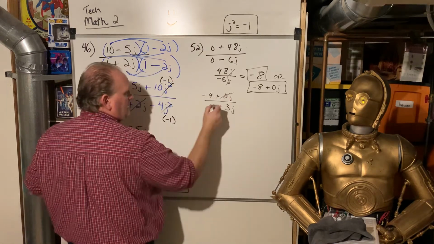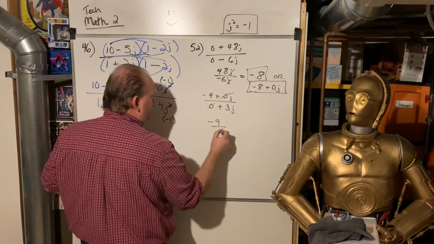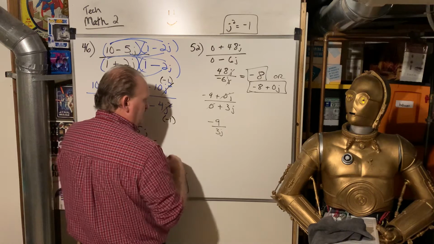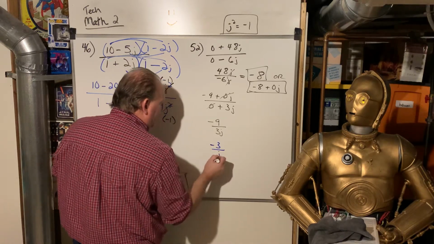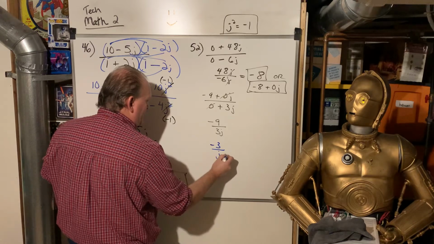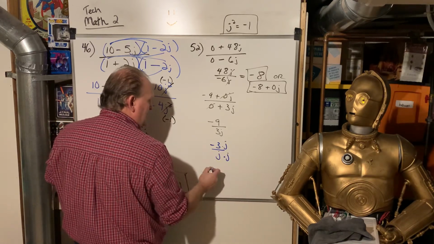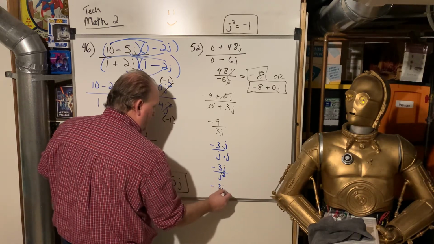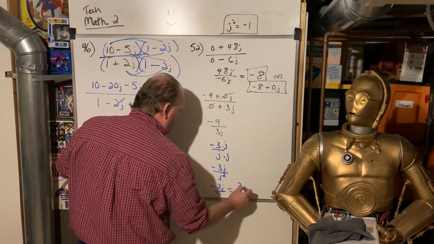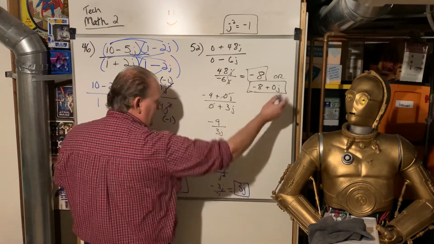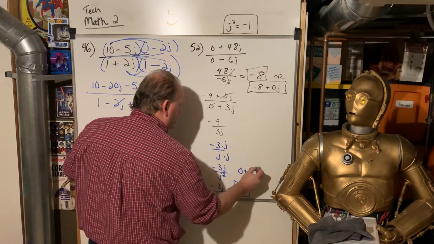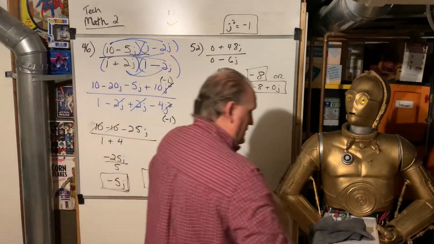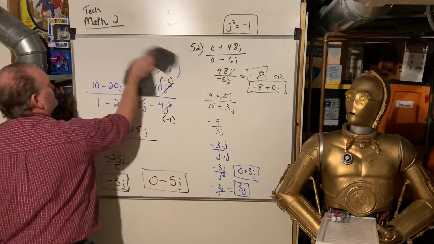Next one, we have negative 9 plus 0j over 0 plus 3j. Again, the zeros are away, so it's negative 9 over 3j. This is a little trickier. You can divide it and get negative 3 over j, but we cannot leave a j in the denominator. So we multiply the bottom by j and the top by j. You get negative 3j over j squared, which is negative 3j over negative 1. That is just 3j, or again, you could write 0 plus 3j. Either or.